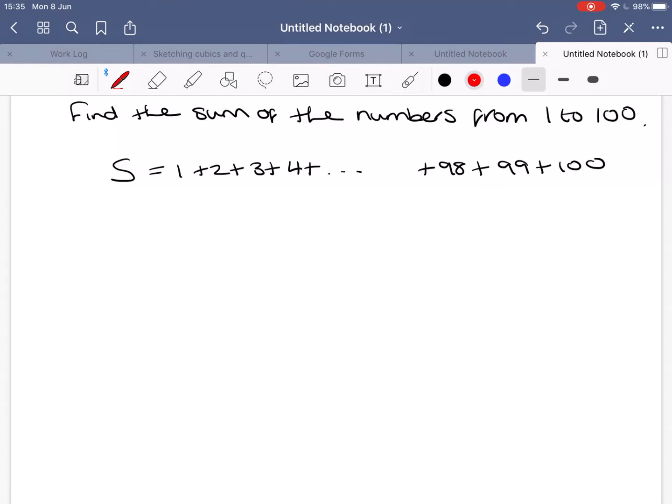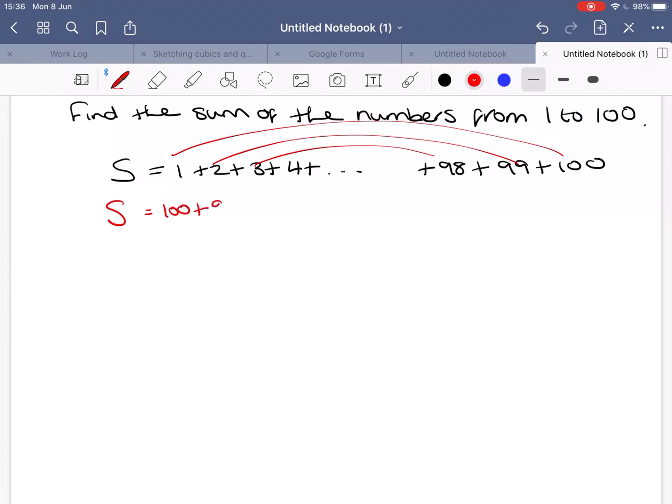And a few of you might have in the past said, well, the best way to do that is actually to link the pairs together. Because what you notice is if you do 1 add 100, you get 101. 2 add 99, you get 101. 3 add 98, you get 101. So in a way, if I wrote my series backwards, like this, plus 97 plus, and I'm going to have plus 3 plus 2 plus 1.